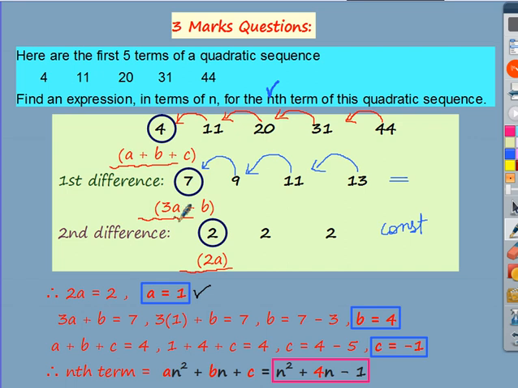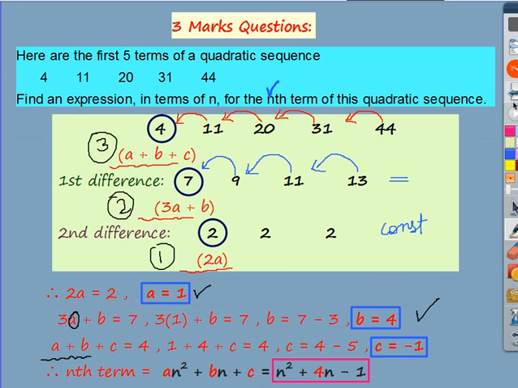Then you write 3a plus b is 7. So 3a plus b is 7, a you can substitute 1. So it will become 3 plus b is 7, b is 7 minus 3, so b is 4. When I go for a plus b plus c, we follow that way. You go reverse. First you find this, then go for this, and then go for this. Now a plus b plus c, so a and b I have already found. So 1 plus 4 plus c is 4. So c is 4 minus 5, so minus 1.